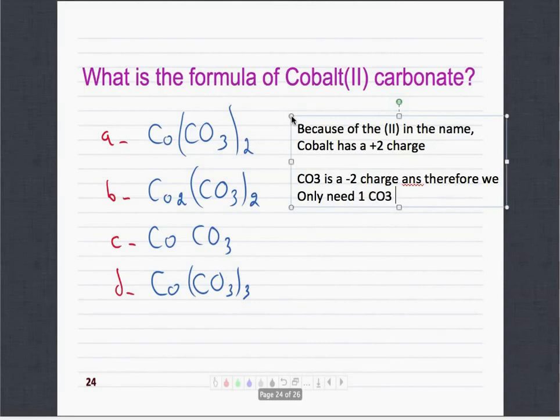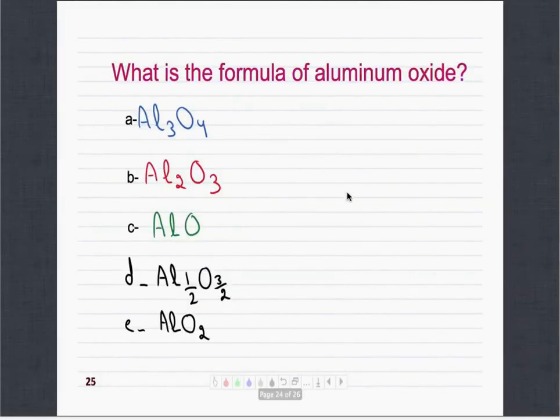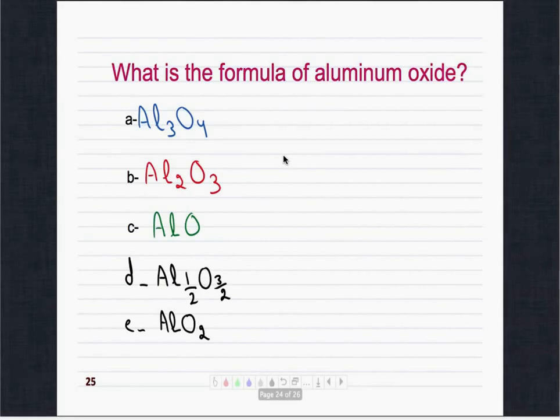So I have cobalt. It's clear that it is 2 plus. Carbonate is CO3 2 minus. The 2 plus is balanced by a 2 minus. So I don't need to do anything. It's balanced. It's cobalt carbonate. Okay? Let's do one more. A, B, C, D. Okay. Again, 1 minute.